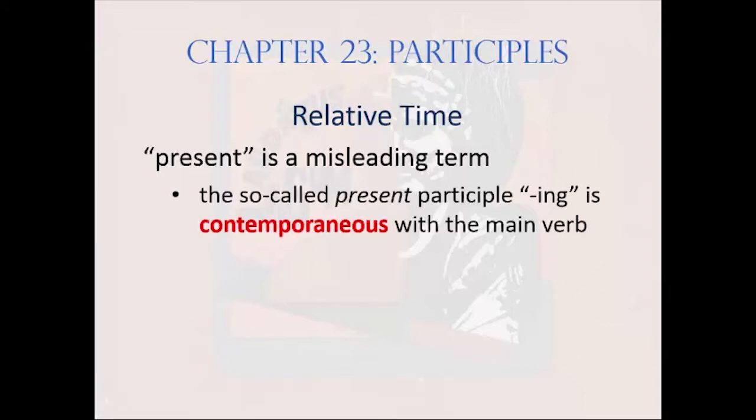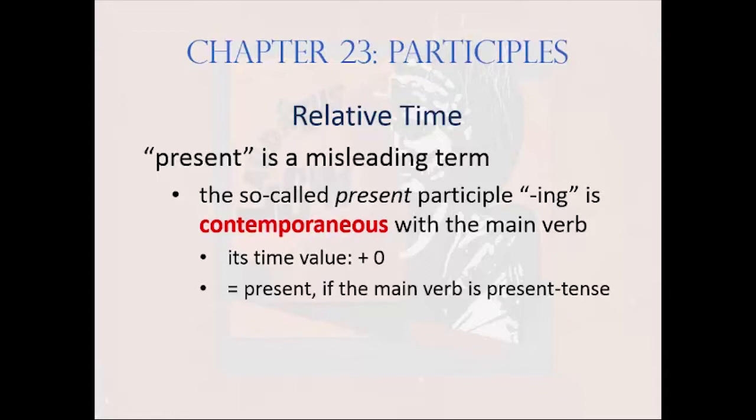Present participles should be called contemporaneous participles because they represent the same time as the main verb. To put it another way, their time value is +0, which will be present tense if the main verb is present tense. For instance, he is happy now seeing you there. That is, he's seeing you right at this moment, and because of that, he's happy now. Both the main verb and the participle are present tense.